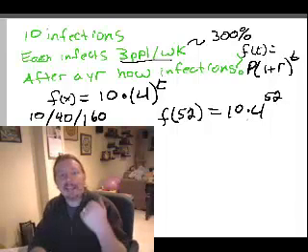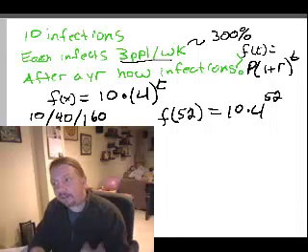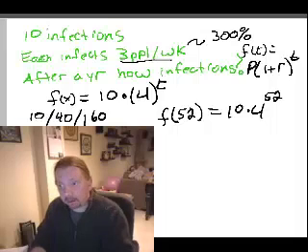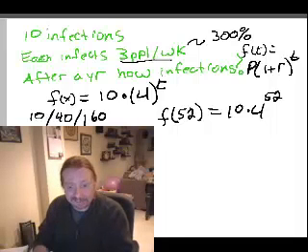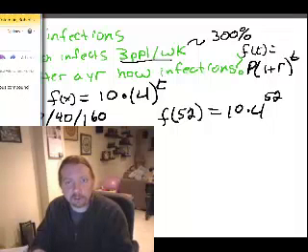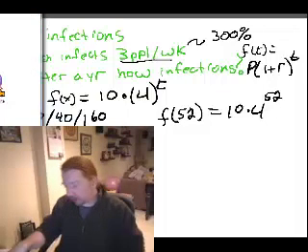We're solving that equation: 10 times 4 to the 52nd power. Now, the downside to that is that's a huge number, so we're going to have to go find a calculator that will let us come up with that.